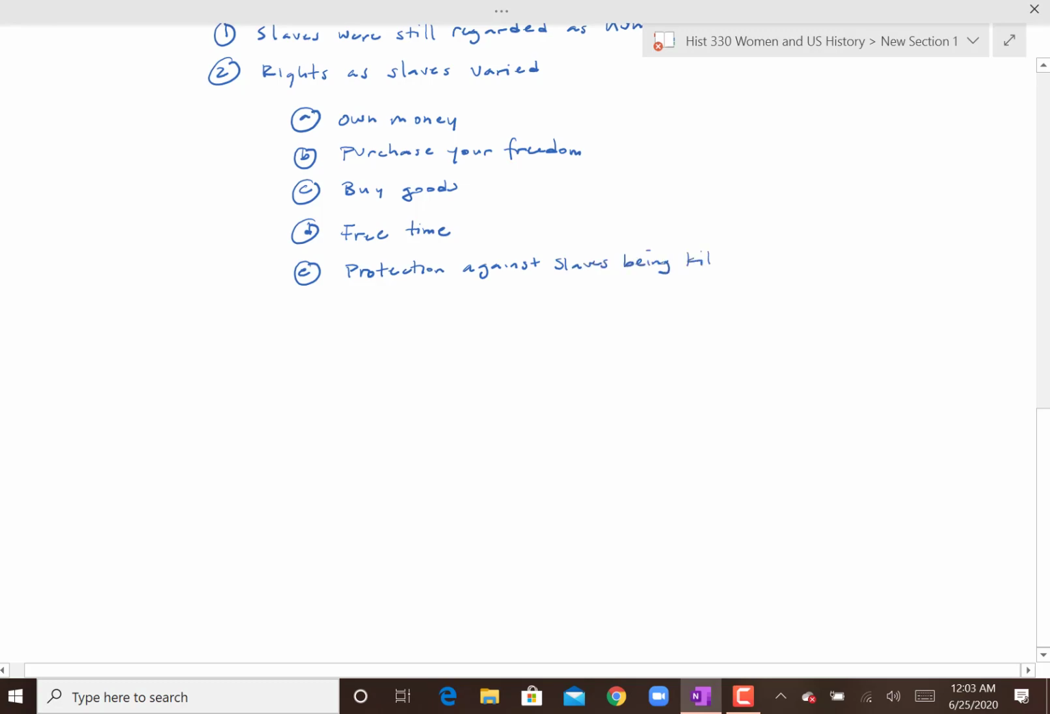Again, it did vary, but there was some protection. Some societies did have protection against abuse. That was less common, though, but it still was something that took place. Okay, so that's just the background.